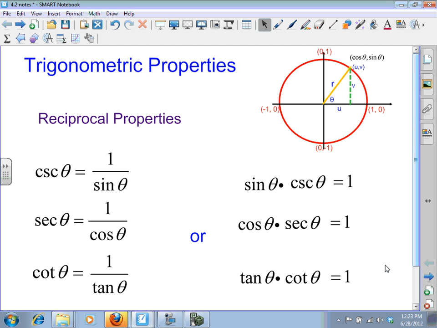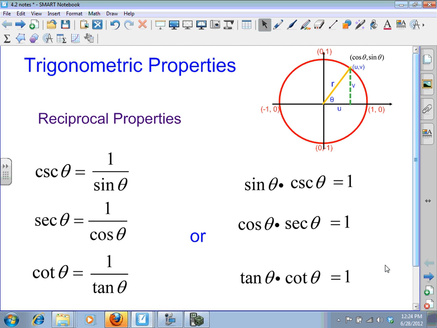on the unit circle. We've talked before about since cosine is u over r and r is 1, then u and cosine theta are one and the same thing, and v over r is sine theta and r is 1, so v and sine theta are the same thing. These properties on the screen right now are ones you're familiar with because we defined cosecant theta to be the reciprocal of sine. We said that sine was v over r, and we defined cosecant to be r over v.